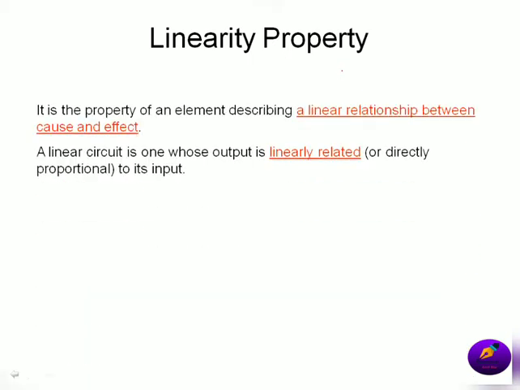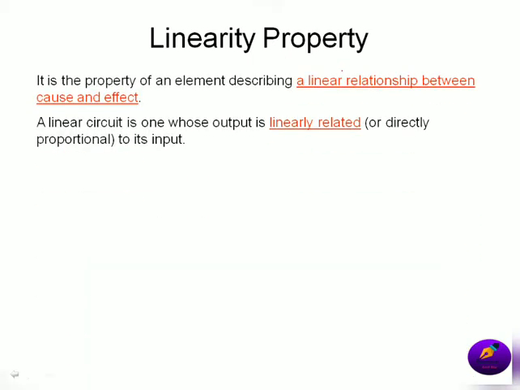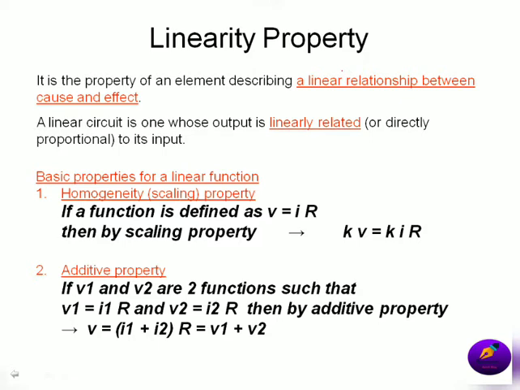Linearity property. It is the property of an element describing a linear relationship between cause and effect. A linear circuit is one whose output is linearly related or directly proportional to its input. Basic properties for a linear function: first is homogeneity property and second is additive property.